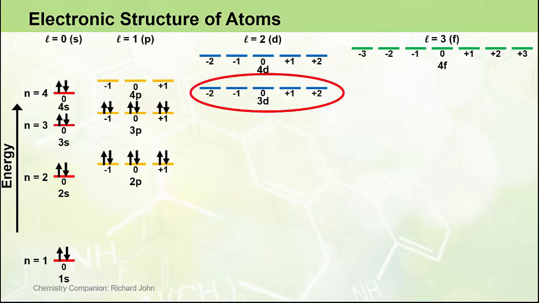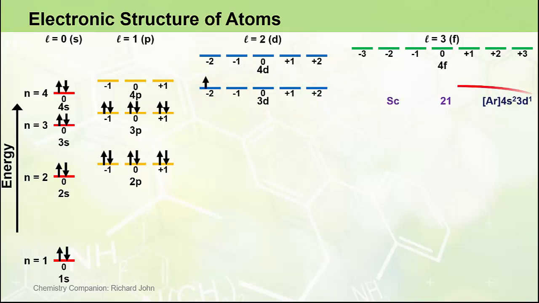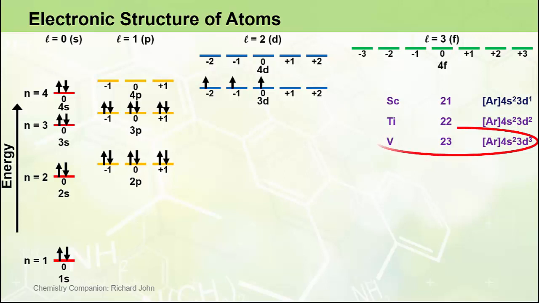According to the Aufbau principle, the next highest subshell that needs to be filled is the 3d subshell. So if we go from element number 20 to number 21, scandium, we add the 21st electron into that 3d subshell and we get the argon core, 4s2, 3d1. Adding another electron gets us to element number 22, titanium, with the argon core, 4s2, 3d2. Adding another electron, we get to vanadium, number 23, with the argon core, 4s2, 3d3.